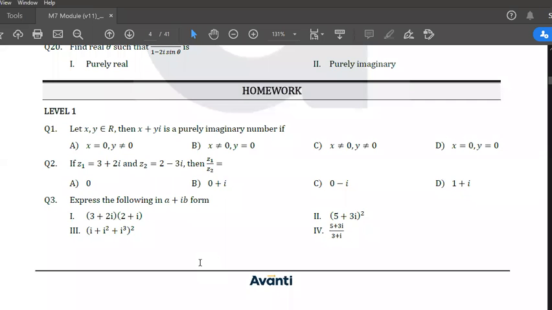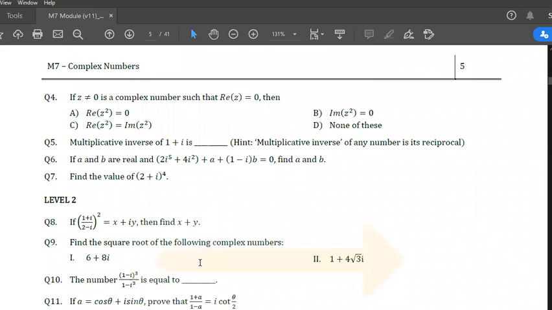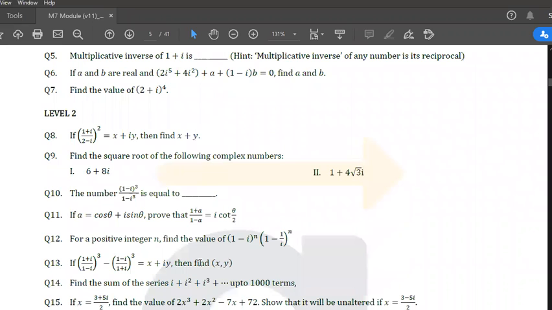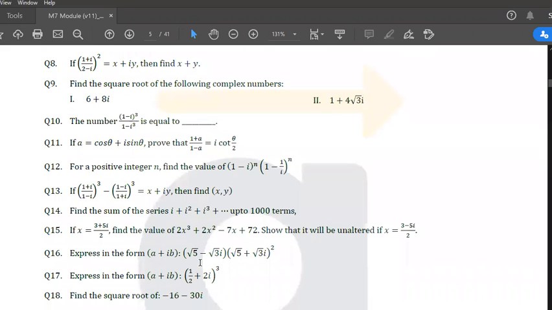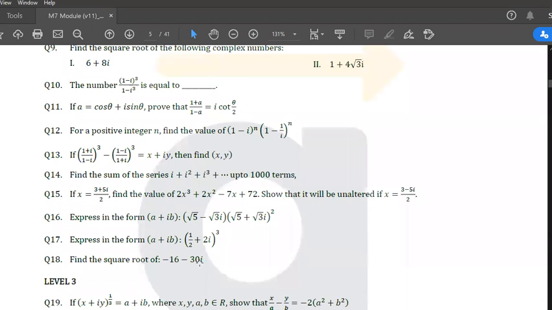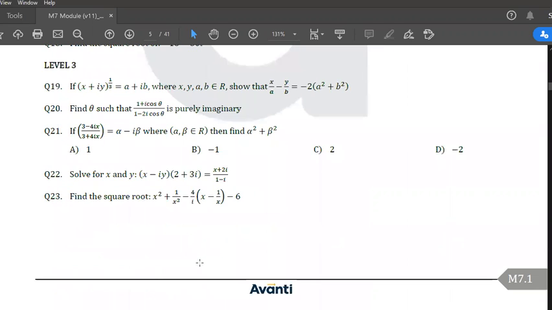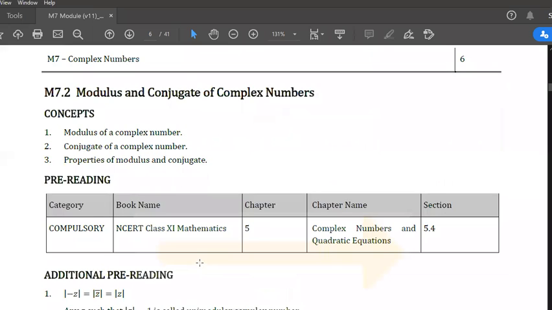So I'll give this as homework, right? Try to solve as many problems as possible. Even if you can't solve, it's fine. Just try. At least you should attempt. Okay. So I hope all of you understood the basics of addition, subtraction.